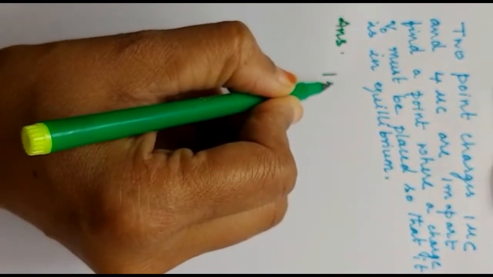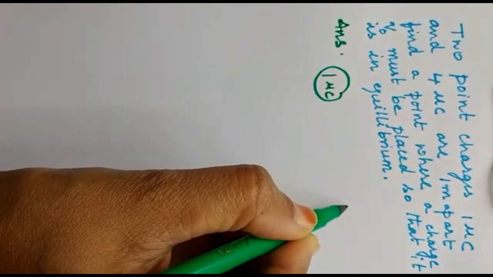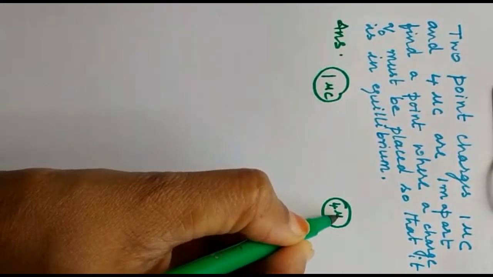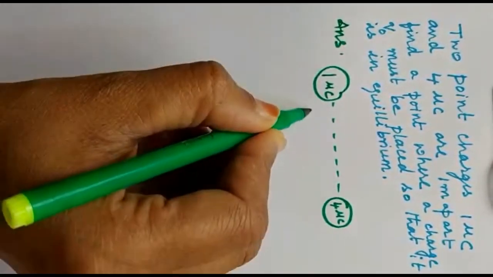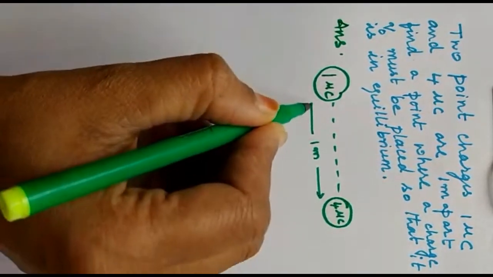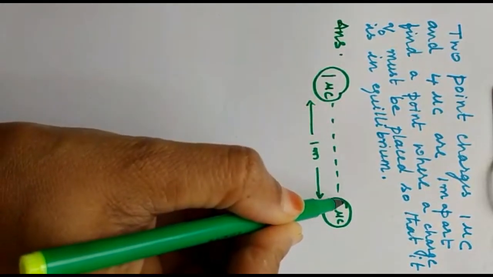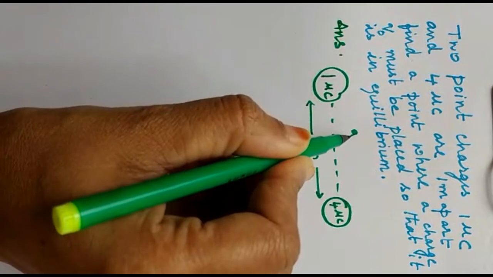Say this is 1 microcoulomb, and somewhere here we have another charge of 4 microcoulomb. It's given that the distance of separation is 1 meter. Now let us select a point in between the charges just to check. Suppose I have kept the charge Q naught here.